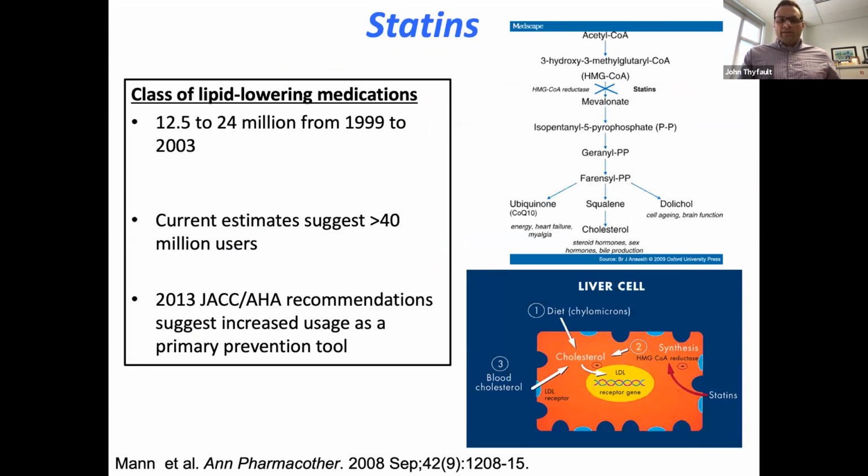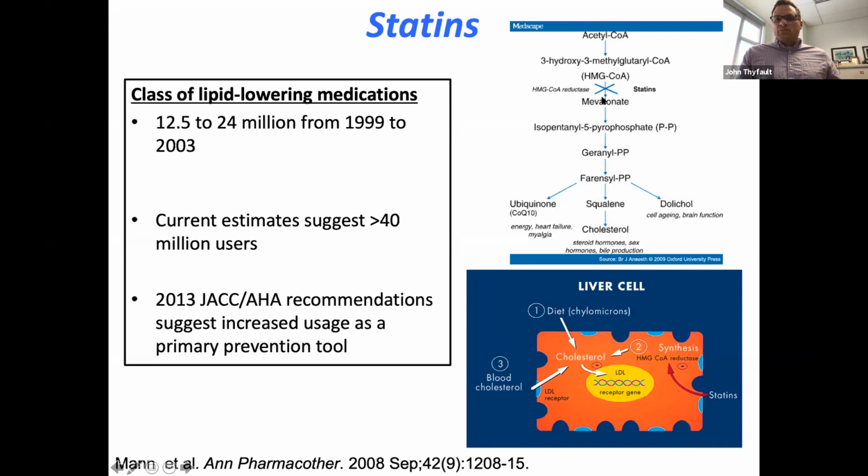And what was important about these recommendations was that it was pushed that they should be used more as a primary preventive tool, not so much once you had type 2 diabetes or if you had a cardiovascular event, but as a primary prevention for younger people. And so how do statins work? Well, they block HMG-CoA reductase, the rate-limiting enzyme for making cholesterol.